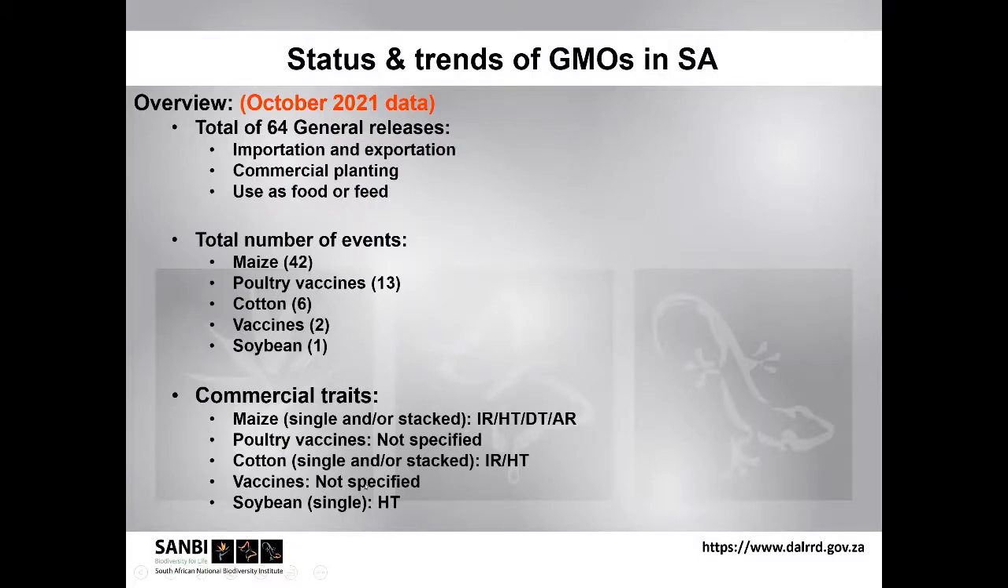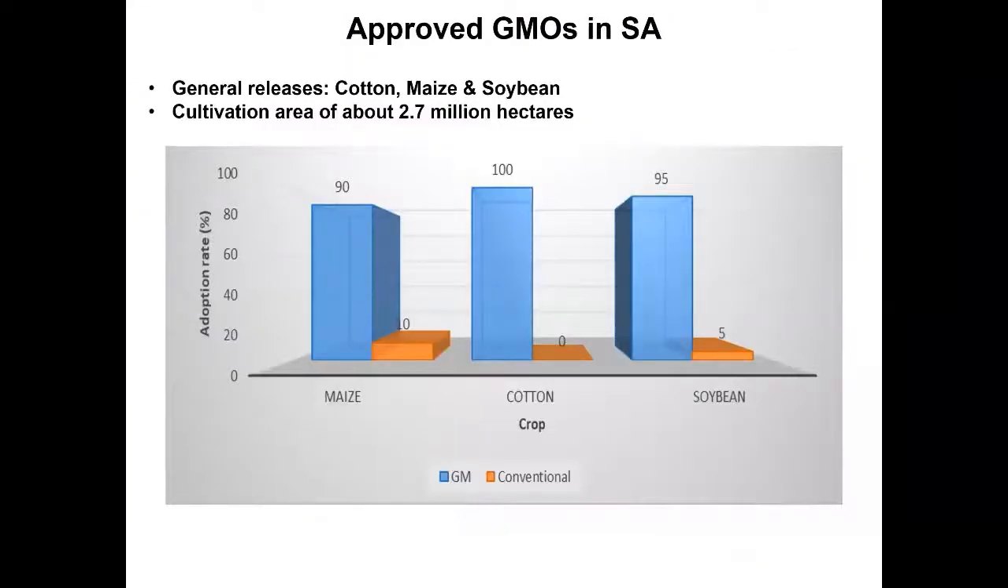And then soybean, we know that for the longest time, we've had the herbicide tolerant one, which is the one that is mostly used. So this is a general overview of what it's looking like in terms of approvals in the country for general releases. And like I said, general releases are those that are out there in the environment in terms of planting, cultivation, use for processing in terms of food and feed. Then I'll just take you slightly to a few of the GM crops.